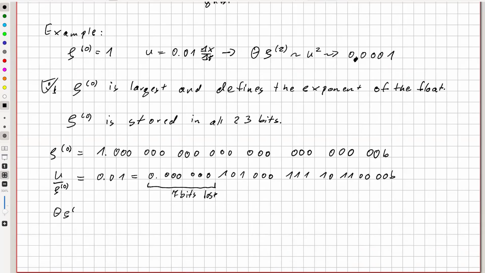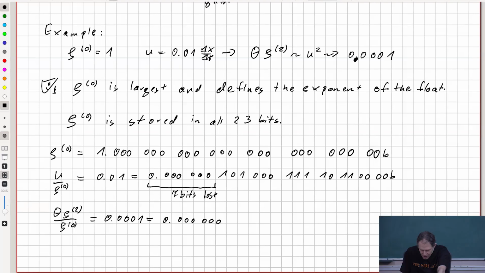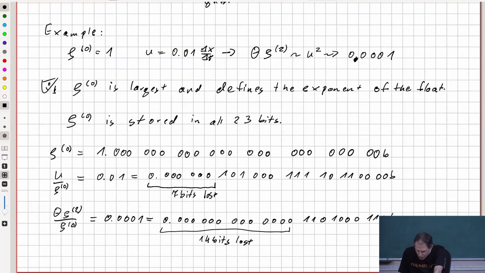Theta rho 2 divided by rho 0. Say this is now 0.001. Then this appears to be 0.00000000000, which, if I had done this correctly, is 14 bits lost, and you have only left 11010000 0, 1, 1, 0 binary.